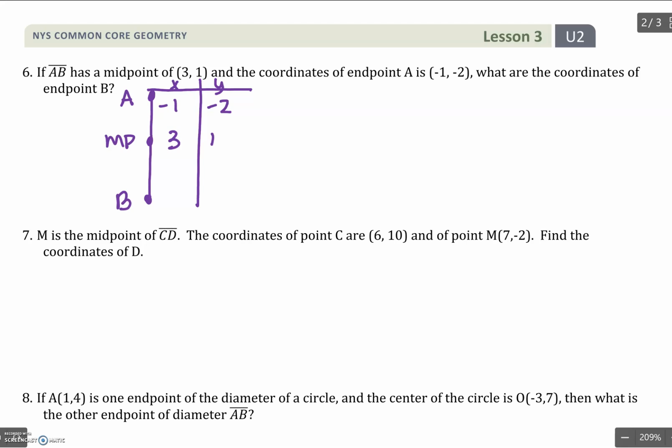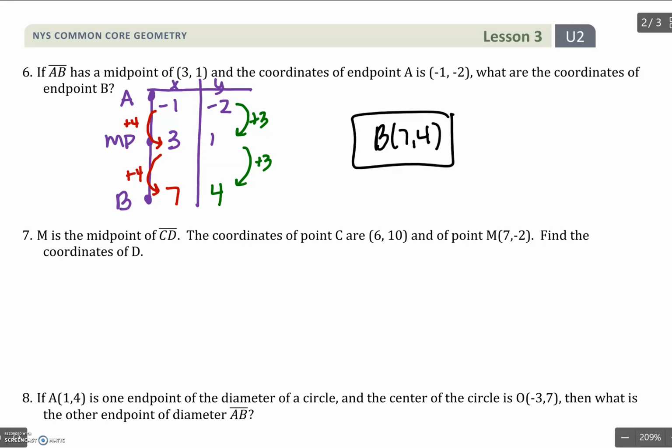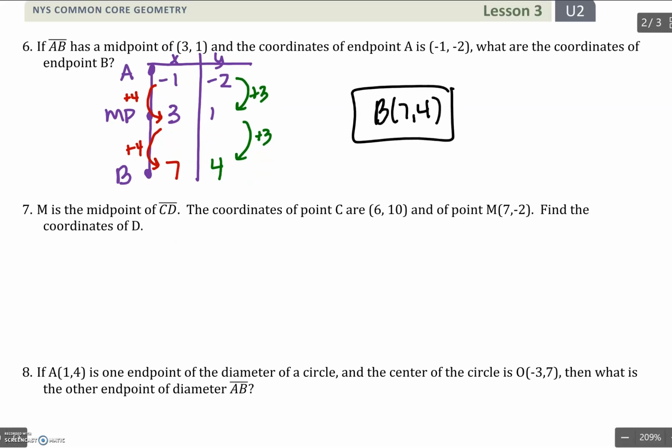So to get from -1 to 3, I had to add 4. If I add 4 again, I will get 7. And for the y values, I have to add 3, and then adding 3 again gets me 4. Just remember to write the point out when you're done if you do it that way. You can use the formula too.